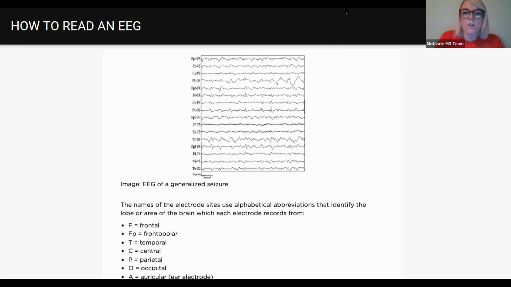And we'll see here on this EEG, different electrical activity corresponding to different areas of the brain. So F is for frontal. We see a frontal polar there. We see central. So that's right here, that's C. Then we have parietal, we have auricular, they put one on the ear. We have occipital, we have temporal. So all of these leads correspond to a specific mapped area on the brain.